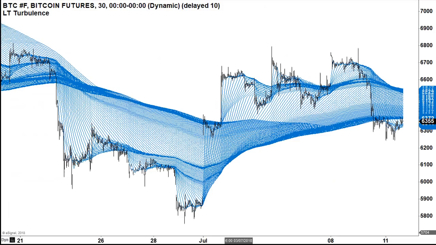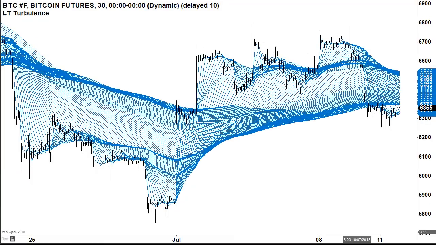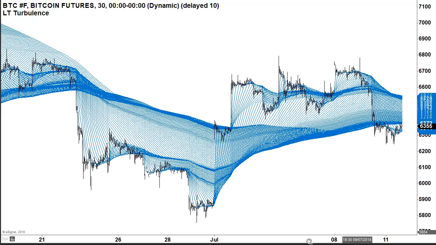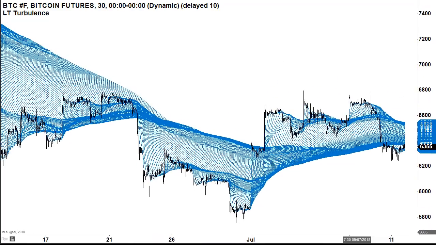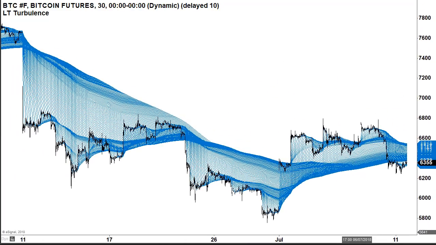All right, guys, let's talk about Bitcoin. What I'm showing you here on this particular chart of Bitcoin is an indicator developed by a good friend of mine who is a mathematician. And what we're seeing here is what's called a turbulent chart. In other words, the levels of turbulence on the price chart here of Bitcoin.